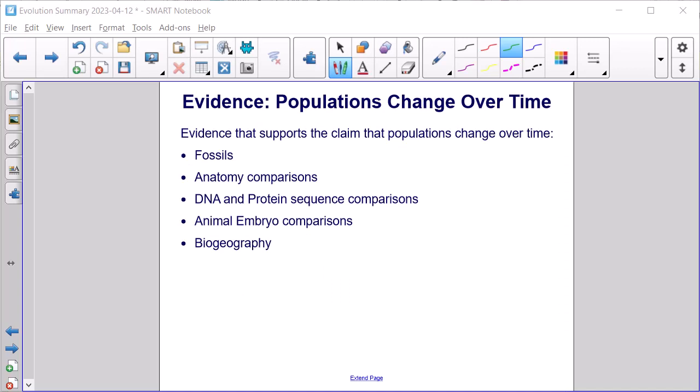Evidence. Populations change over time. Evidence that supports the claim that populations change over time are things like fossils, anatomy comparisons, DNA and protein sequence comparisons, animal embryo comparisons, and biogeography.